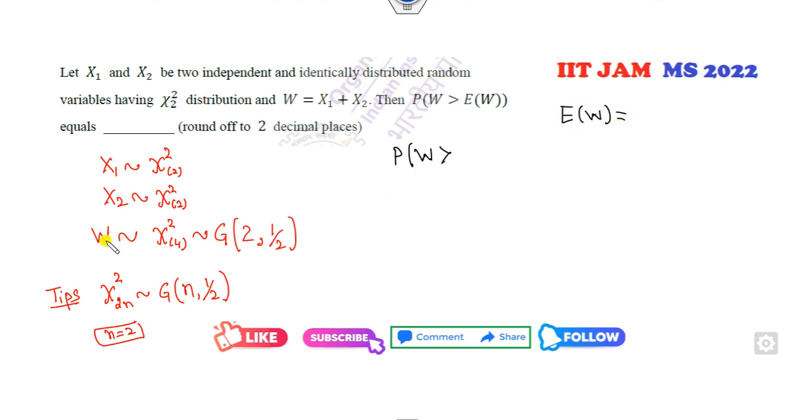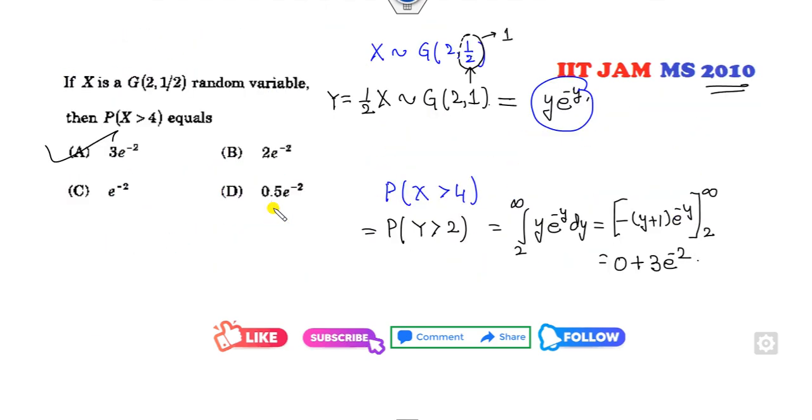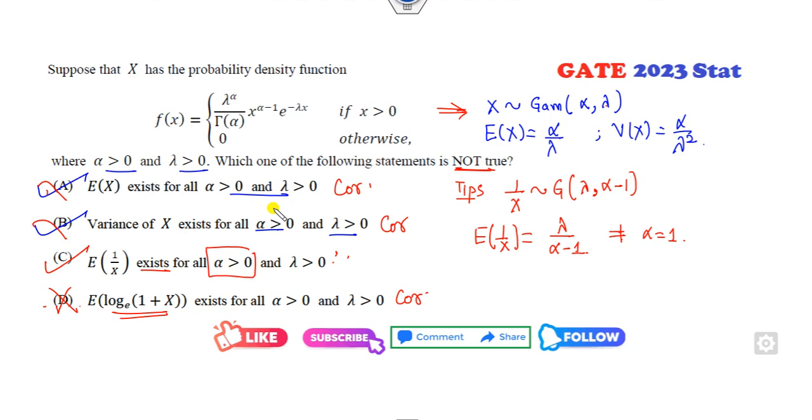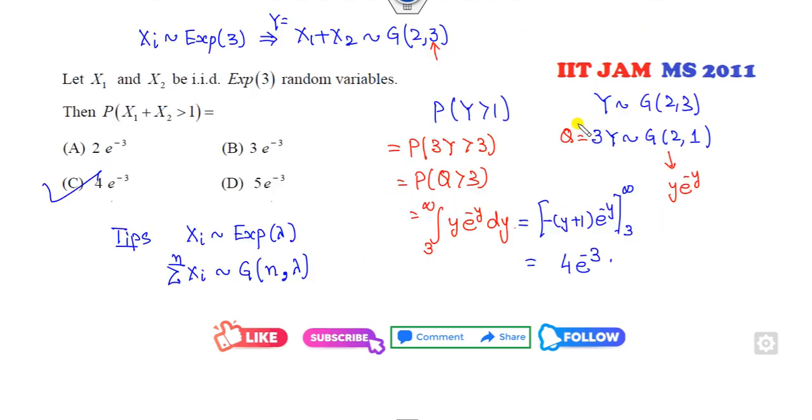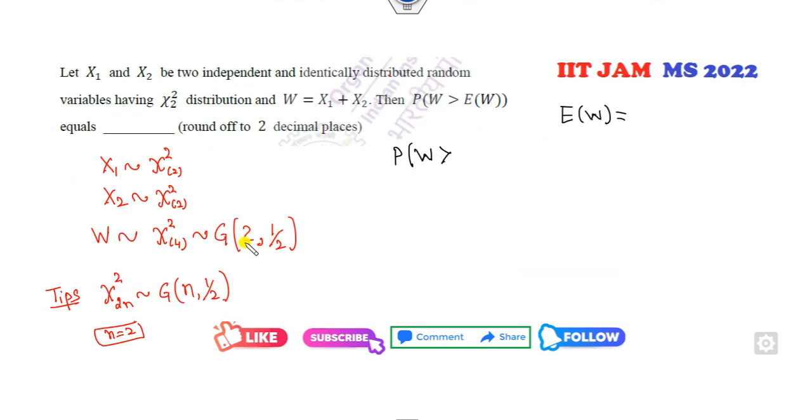So what is the mean of the gamma distribution? You can see what I told you in the gamma distribution. This is alpha over lambda, that's a ratio of them. So what is the mean of this? 2 over 1 over 2. That means 4. So your target is to compute this number. Now I can make the rate to be 1. So half of W will follow the gamma distribution of 2 comma 1. So I can make them to be the half.